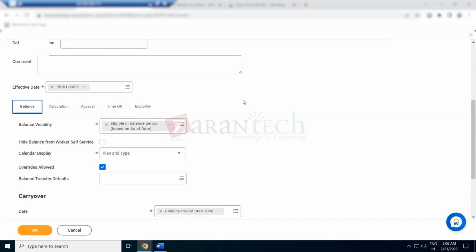This is basically what it is. Basically, I am eligible in the period. I am eligible in the first of. Let's take an example.